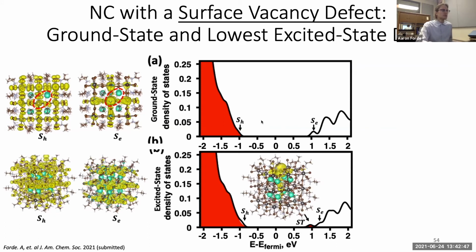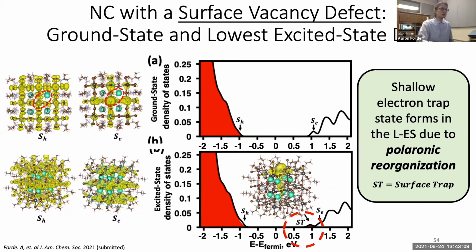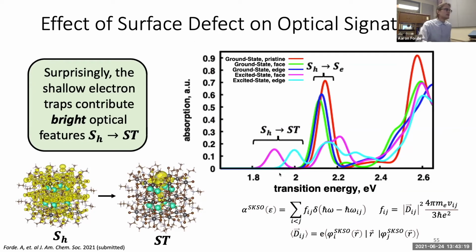Whereas when we optimize on the lowest excited states, there is a state which enters inside the band gap lower than the SE and SH orbitals, and this mid-gap state is localized to where the defect was removed or created, and is localized on the surface lead. And so due to polaronic reorganization, this defect state is stabilized by the occupation. And typically, you would think that these defects are optically dark because it localizes density to the surface. But we see that these states can have relatively bright signal compared to the pristine samples.